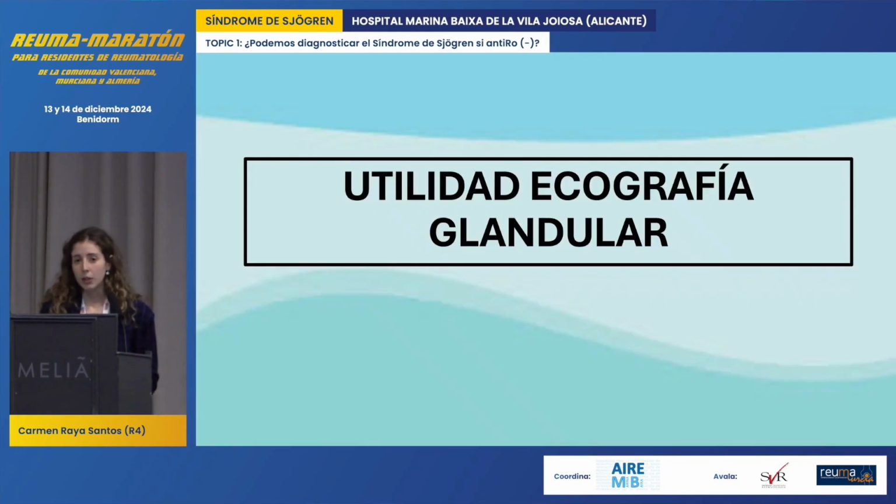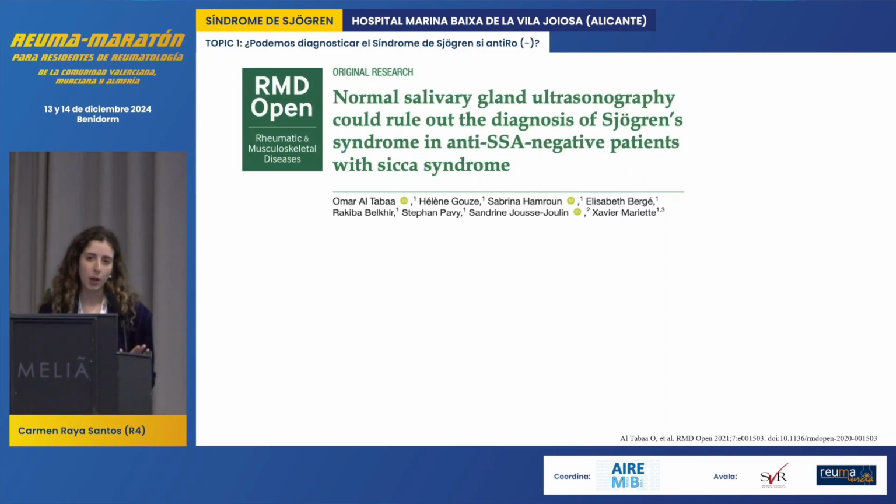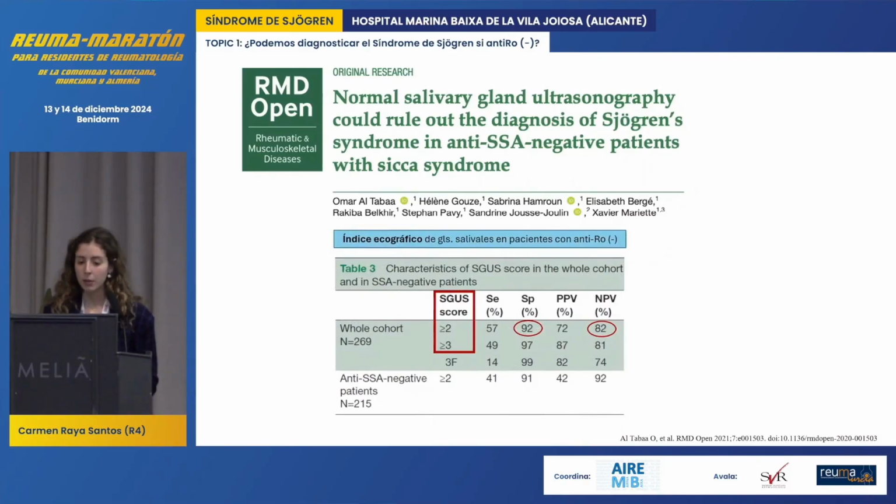But here I also wanted to bring up again the usefulness of glandular ultrasound, and just with one article, which I think says it all. This article evaluates the salivary gland ultrasound score in patients, and it includes patients who are anti-RO negative. First, let's look at the first column, which represents the entire cohort, both positive and negative patients. And you can see that when the grade is greater than or equal to 2, it has high specificity and a high negative predictive value.